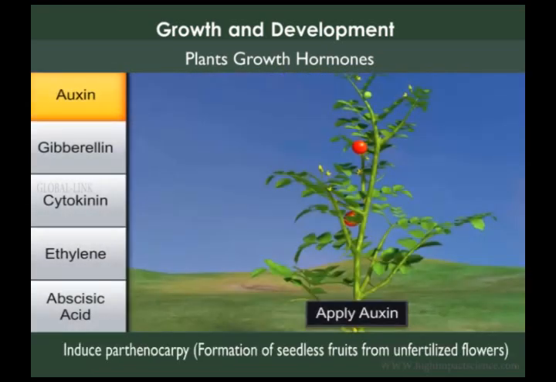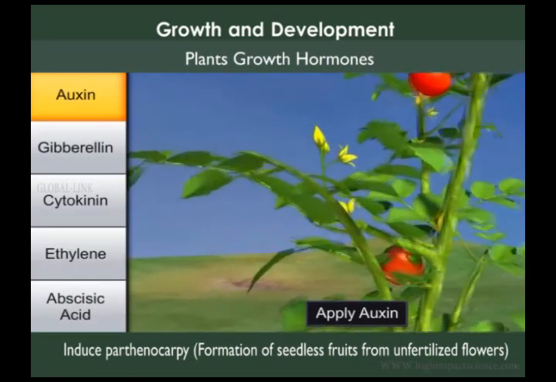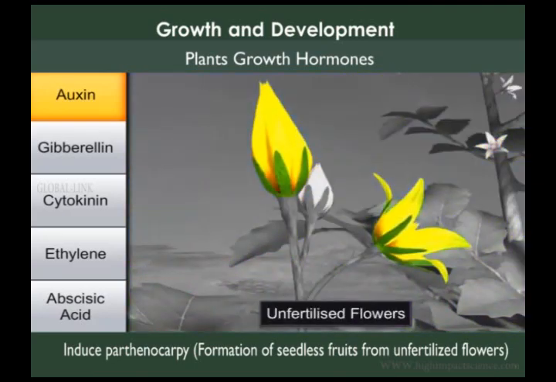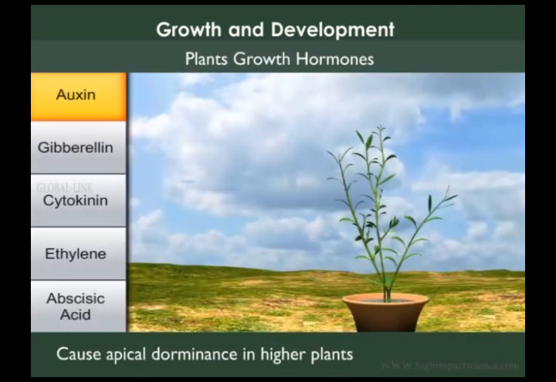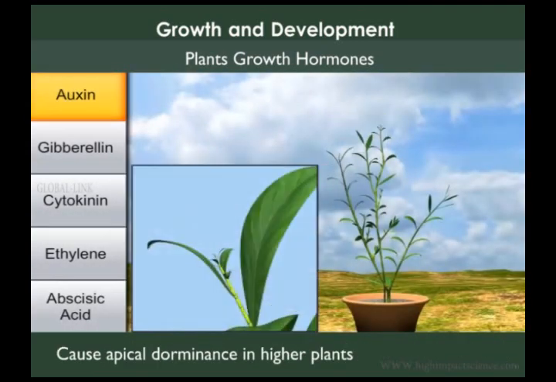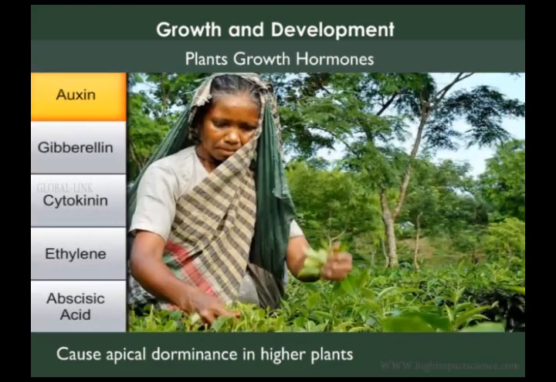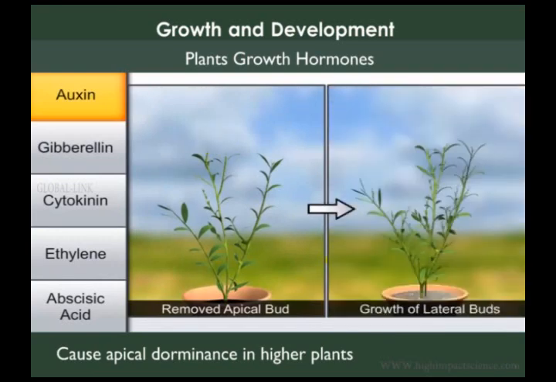Auxins are used in parthenocarpy, that is the formation of seedless fruits such as tomatoes from unfertilized flowers. They cause apical dominance in higher plants, that is, they inhibit the growth of lateral buds. This is why the shoot tips of tea plants are cut to initiate growth of lateral buds.